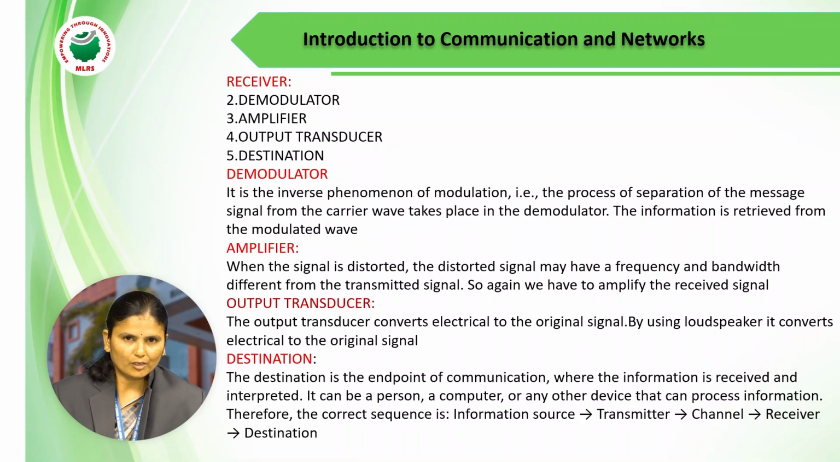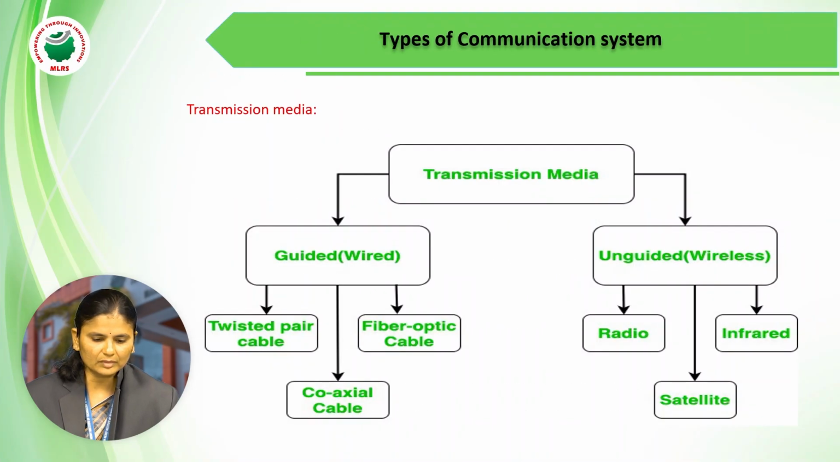Now the purpose of the output transducer is it converts our electrical signal into our original signal. For example, by using a loudspeaker, it converts the electrical signal into our original voice signal. So then this output is given to the destination. The destination is the end point of the communication. In this destination, we have our original signal. Whatever information we send, we get the output at the destination.